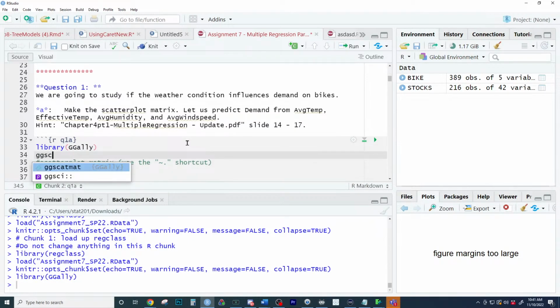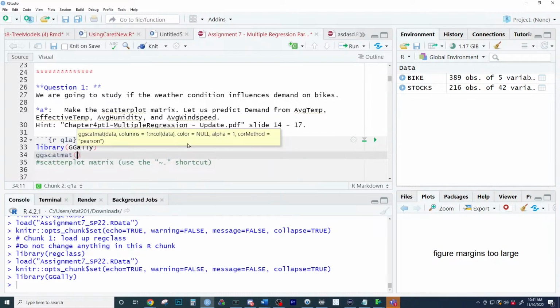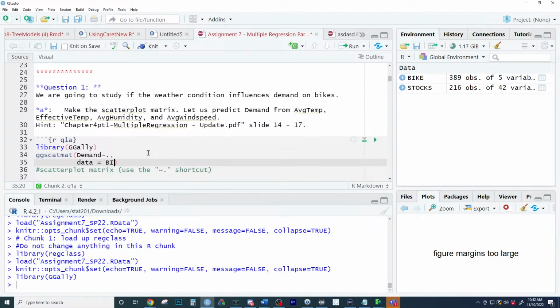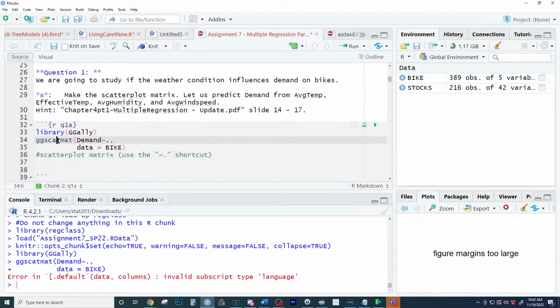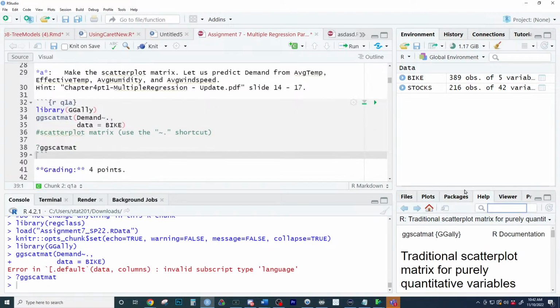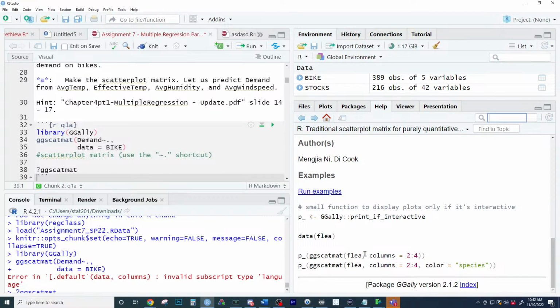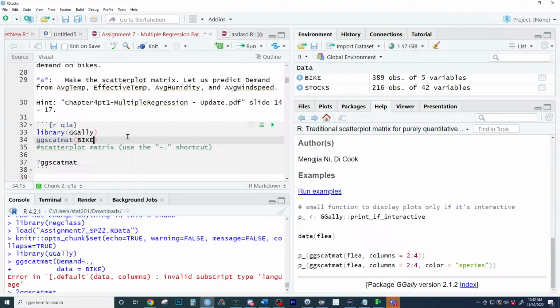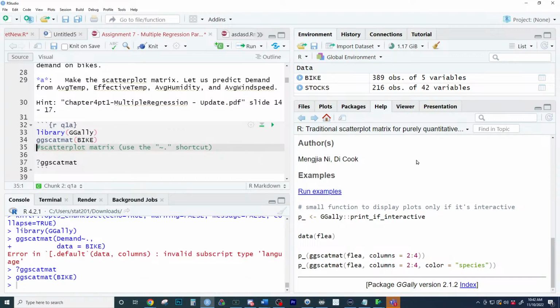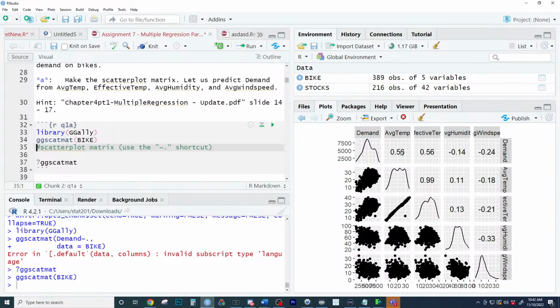Let's see, ggscatmat, look at that right there, scatterplot matrix. And we want to predict demand from average temperature and all the other ones from the data bike. Is that going to do it? It's mad about this. Let me look at the syntax of this really quickly. The syntax is as follows. It wants the data frame and then the columns we're using, and we don't need to use a color. So it really just wants the data set we're using. So it wants bike right there, and then we should be good, and it's going to make the scatterplot matrix for us. And it does put demand over there.